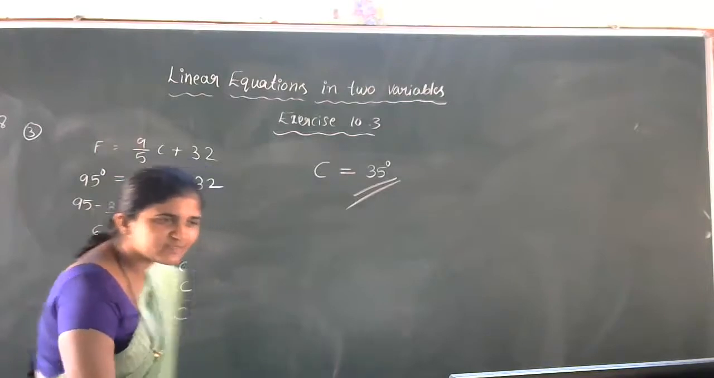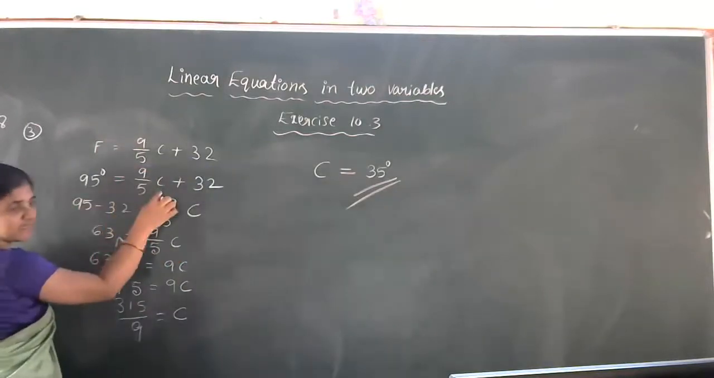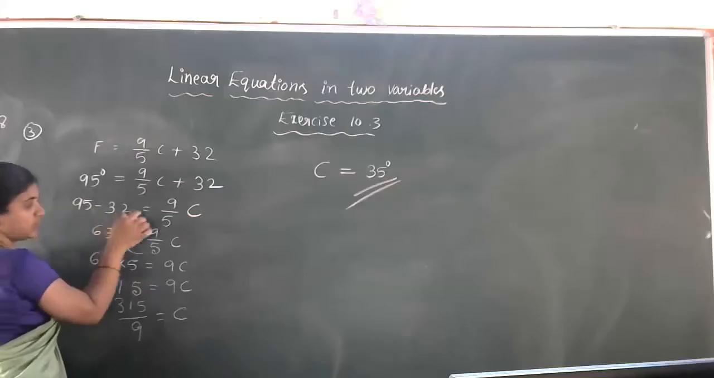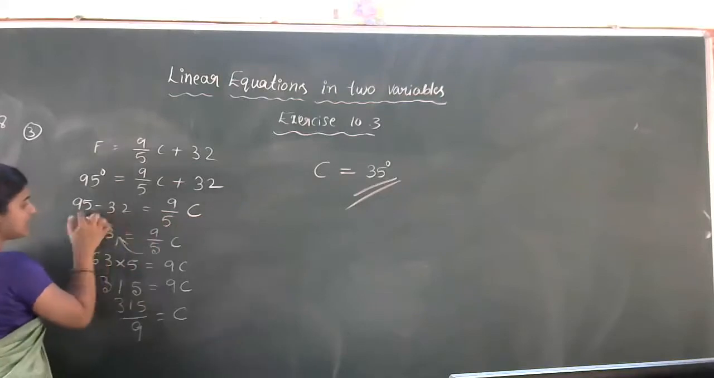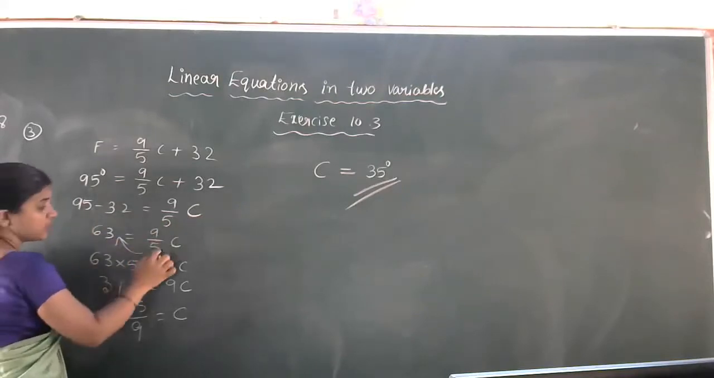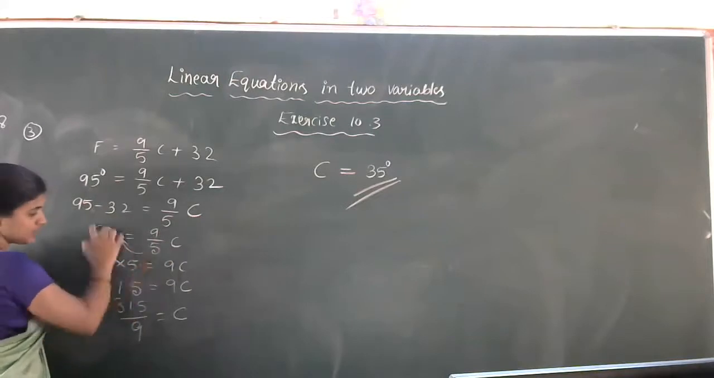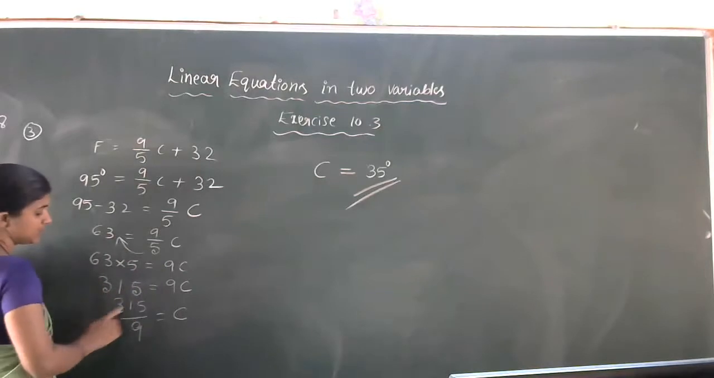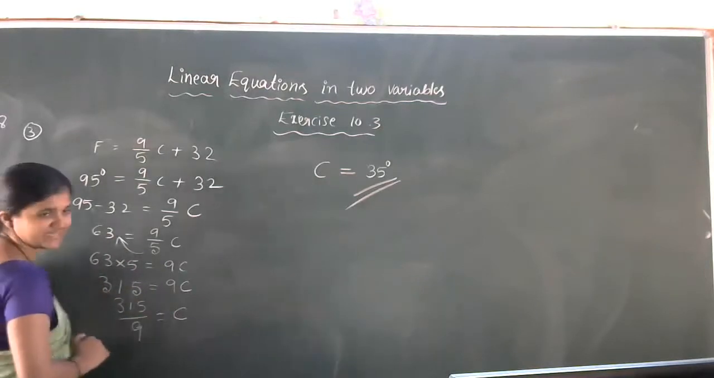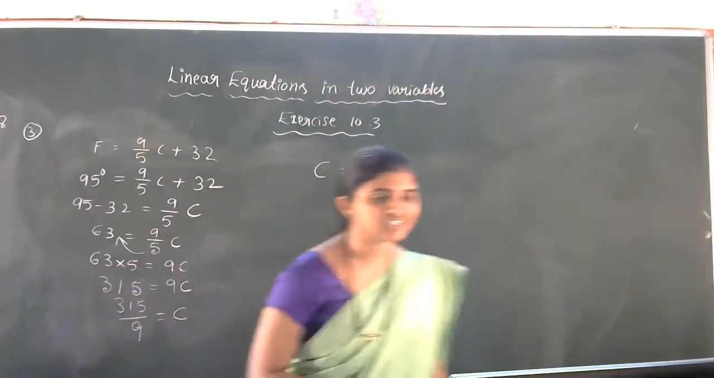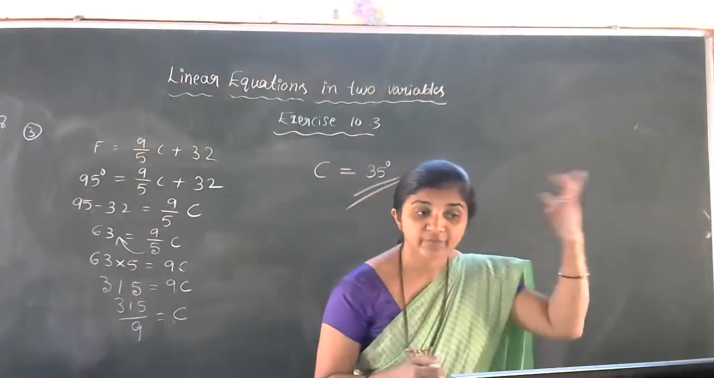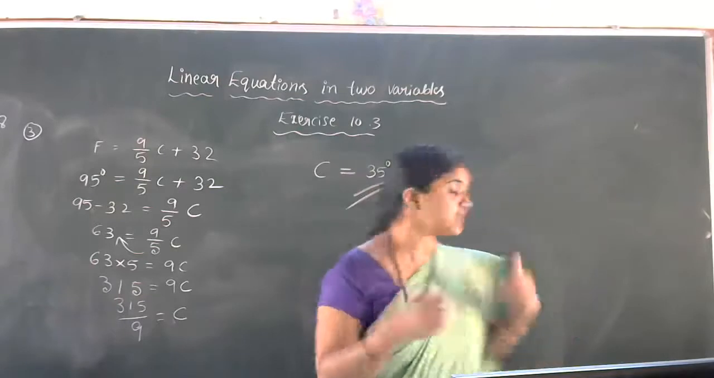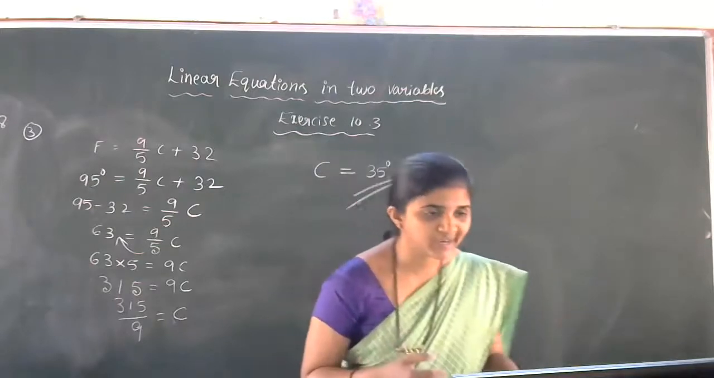Got the idea of this one, students? 95 equals 9 by 5 Celsius plus 32. Then transfer this 32 to this side: 95 minus 32 is equal to 9 by 5 Celsius. Then 63 is equal to 9 by 5 Celsius. Cross multiplication: 63 into 5 is equal to 9C. 315 is equal to 9C. 315 divided by 9 is Celsius, which is 35 degrees Celsius. So 95 degrees in the Fahrenheit scale is 35 degrees in the Celsius scale. Got the idea of this concept, students?